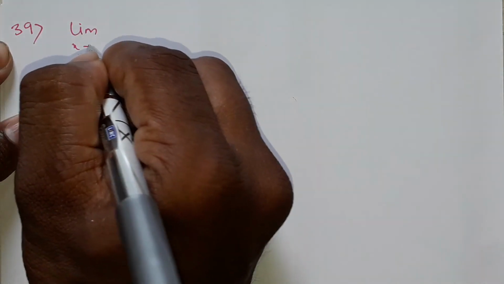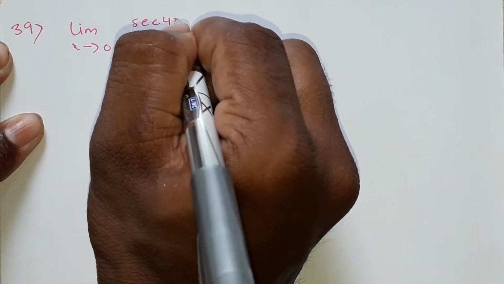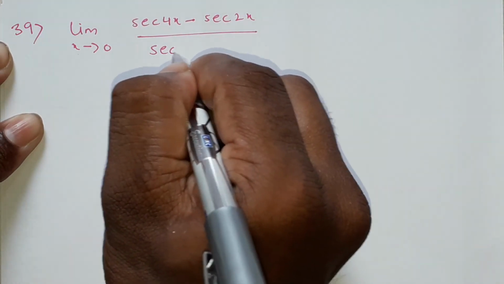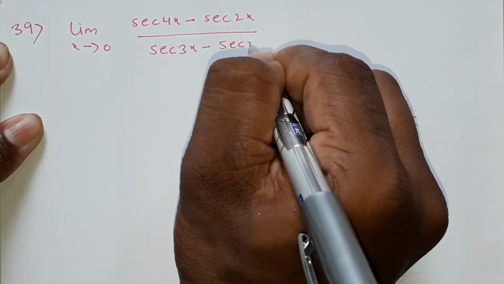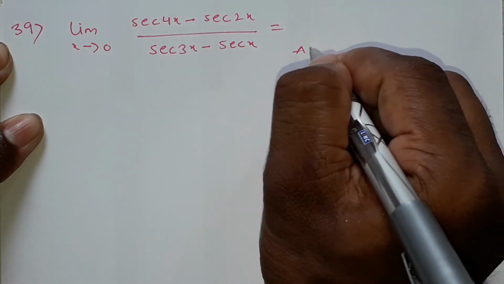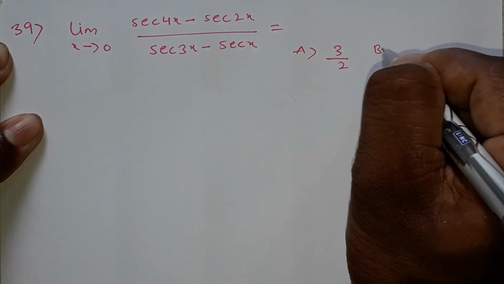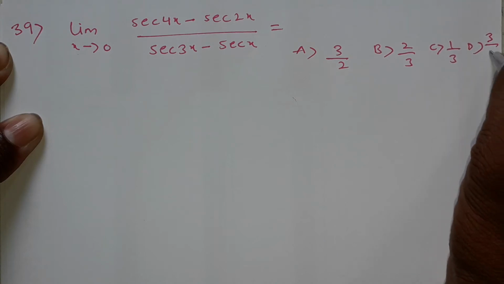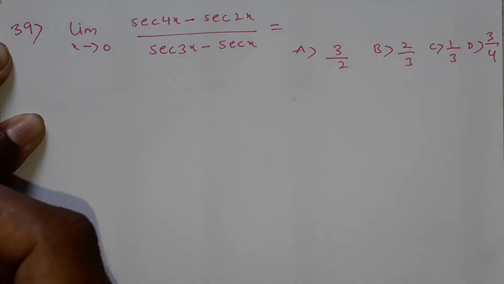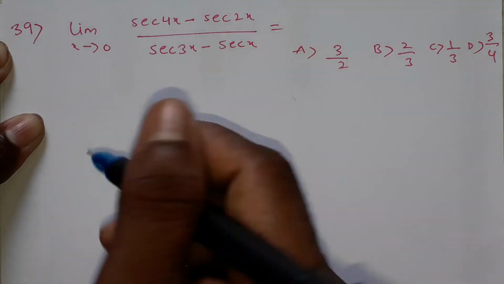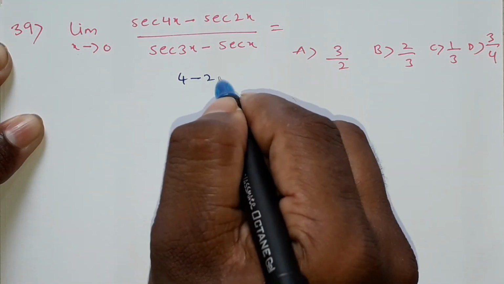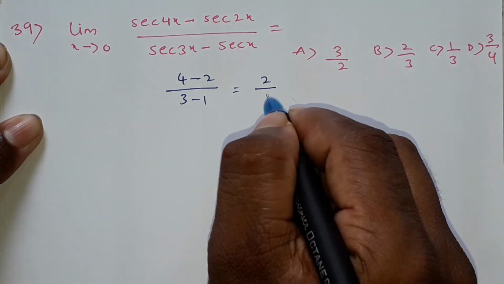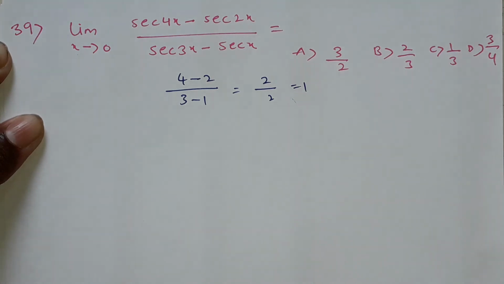Next question is 39. Limit x tends to 0 of secant 4x minus secant 2x by secant 3x minus secant x equal to, option A is 3 by 2, option B is 2 by 3, option C is 1 by 3, option D is 3 by 4. Simple question. If secant is there, convert to cos, but 4 minus 2 by 3 minus 1, 4 minus 2 is 2, 3 minus 1 is 2, so the answer would be 1.